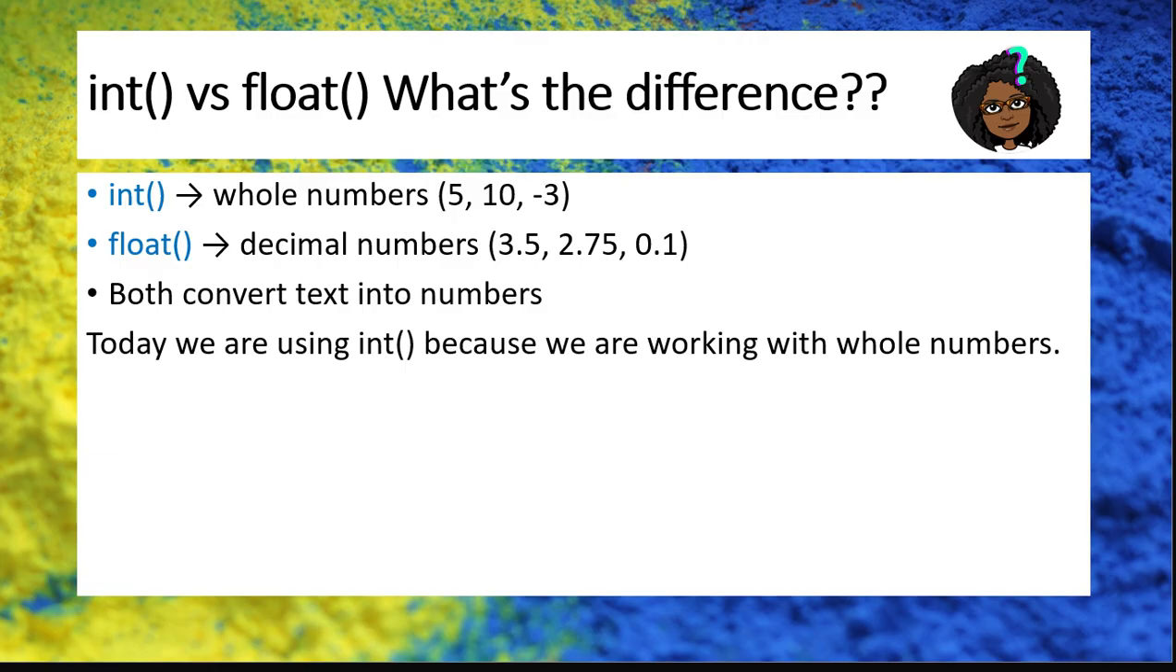Int versus float. What's the difference? An int is a whole number, like 5, 10, or -3. A float is decimal, like 3.5, 2.75, or 0.1. Both convert text into numbers. Today we are using int because we are working with whole numbers.